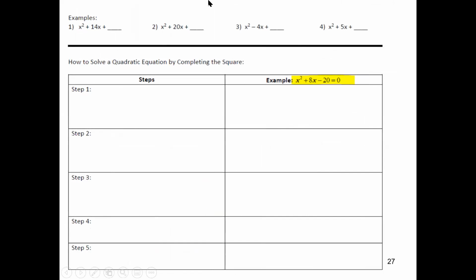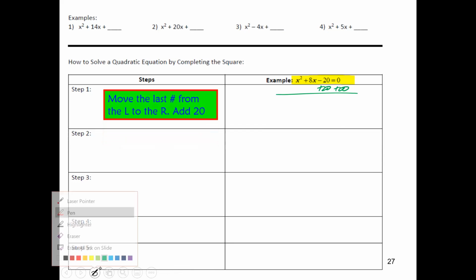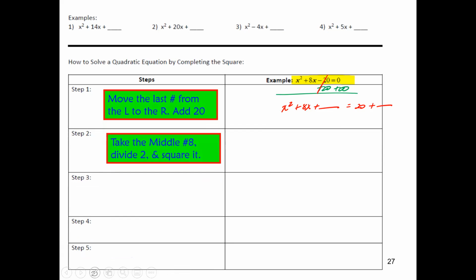Next, we're going to go ahead and do an example that is going to solve this. Okay, step number 1. Move the last number to the right. So opposite of a minus 20 is a plus 20. So let's add it. And I have x squared plus 8x plus blank equals positive 20 plus blank. Step 2, take the middle number and you're going to go ahead and divide by 2 and square it. My middle number is 8 divided by 2, square it. 4 squared is 4 times 4, which is 16. So I'm going to add that 16 on both sides.